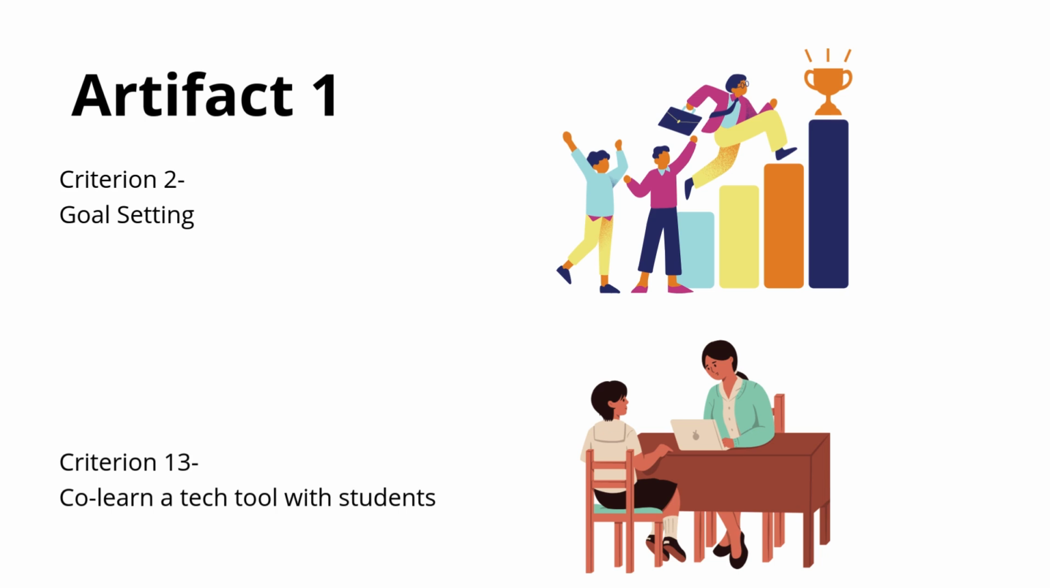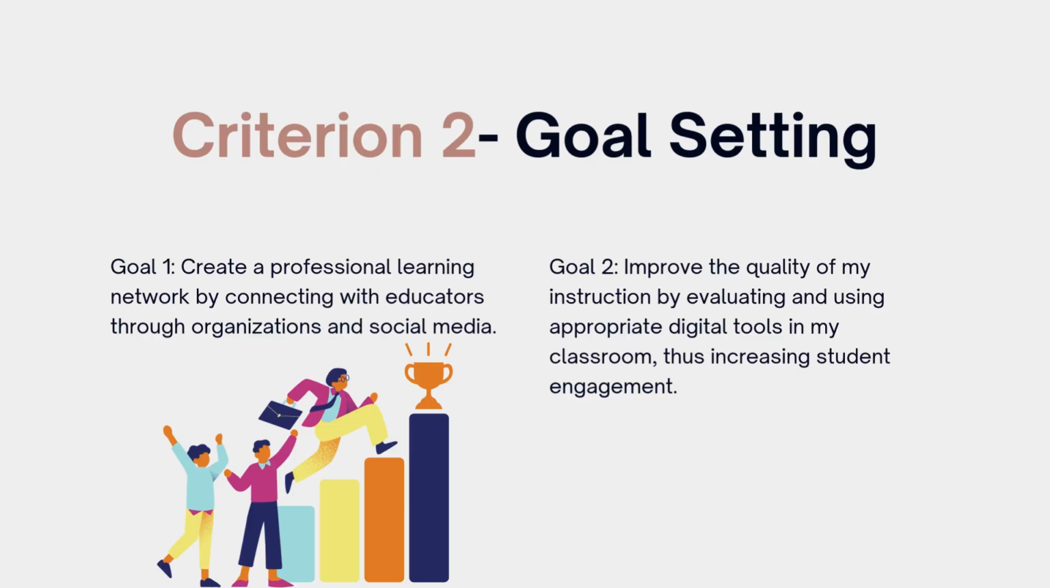Artifact 1, Criterion 2, and Criterion 13. Criterion 2 is goal setting. My first goal was to create a professional learning network by connecting with educators through organizations and social media. My second goal was to improve the quality of my instruction by evaluating and using appropriate digital tools in my classroom, thus increasing student engagement.